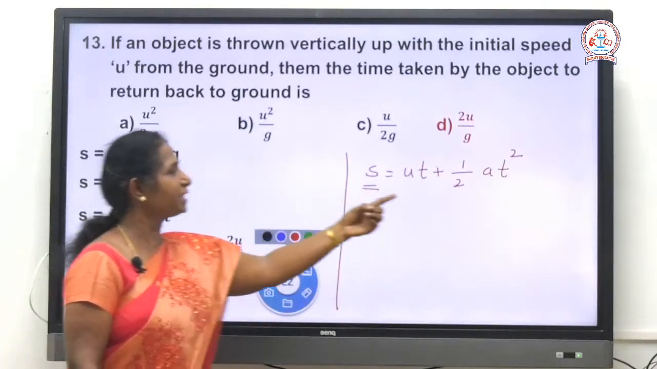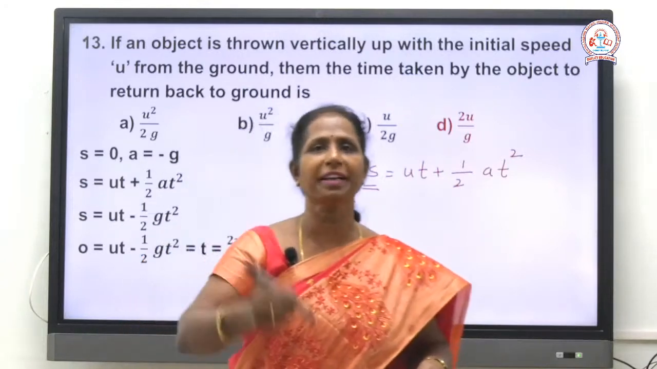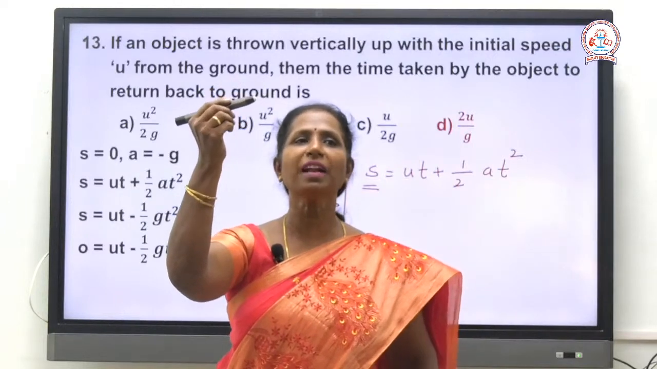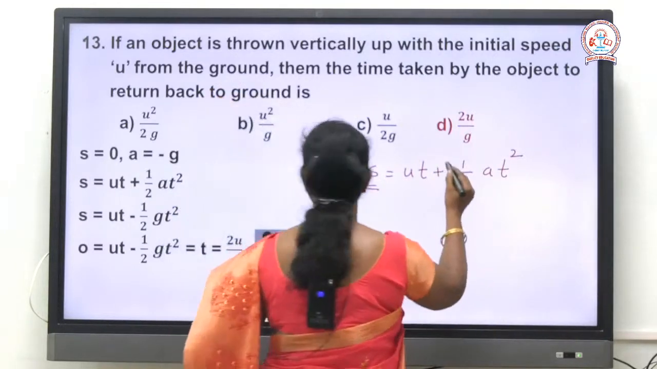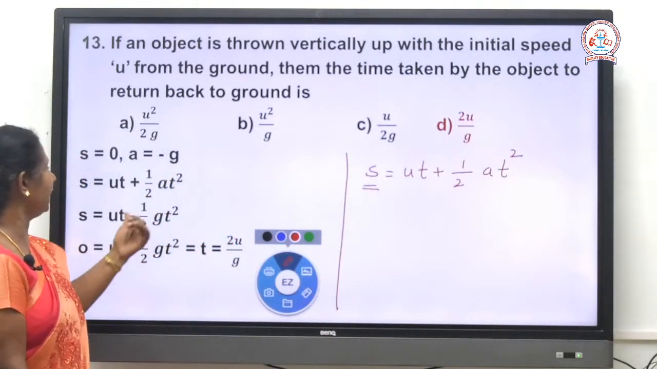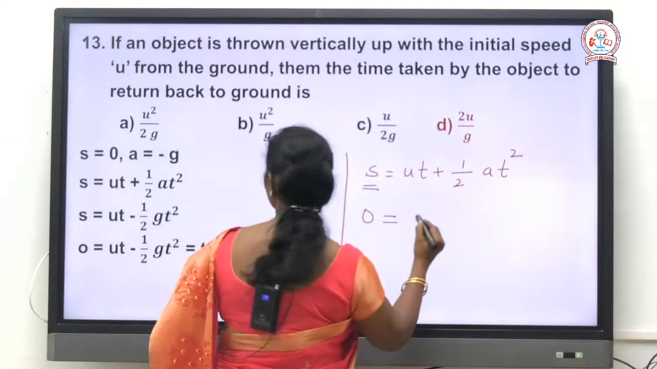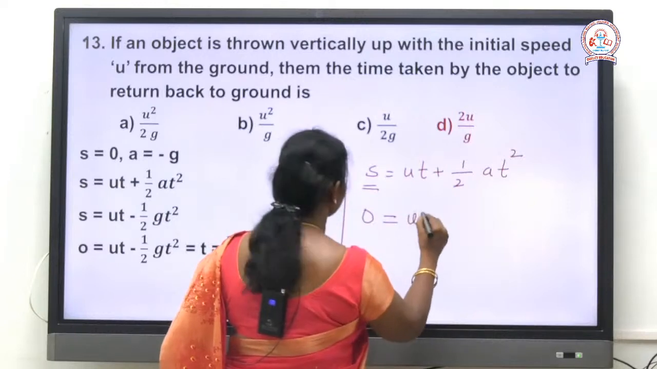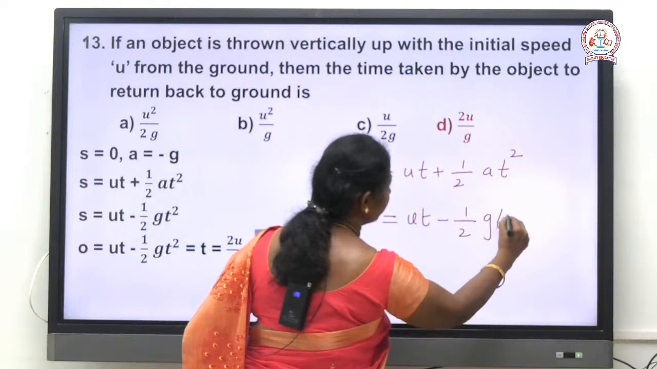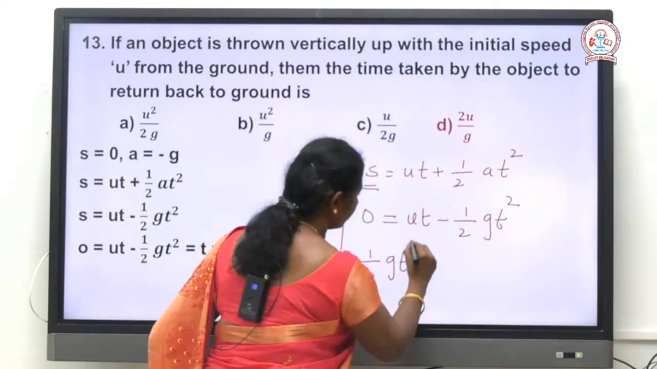And for acceleration due to gravity, first we are throwing the object up and it comes down. When the object is thrown up, acceleration is minus g. a equals minus g. Substitute a equal to minus g and S equal to 0. So 0 equals ut plus half at square, which is ut minus half gt square. So half gt square equals ut.